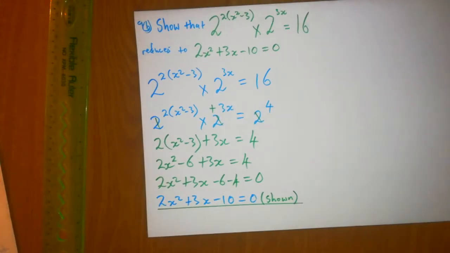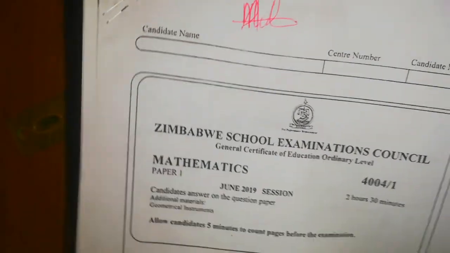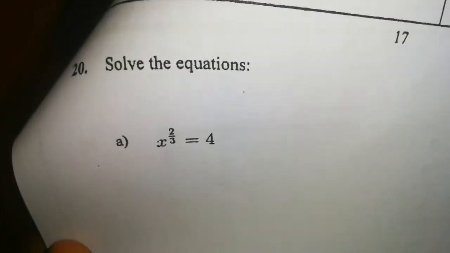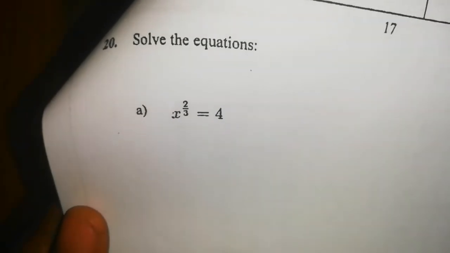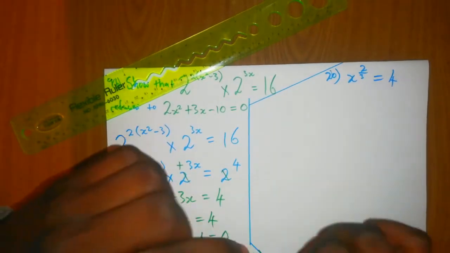Let's proceed to the other question paper. So here comes the other question paper that I have. It is June 2019. Here is the question, number 20A. Solve the equations: x to the power 2/3 equals 4. I've copied the question below. Let's try to work this question out.